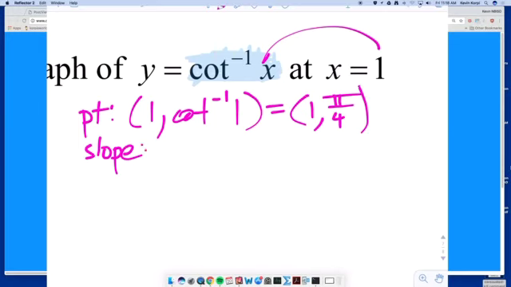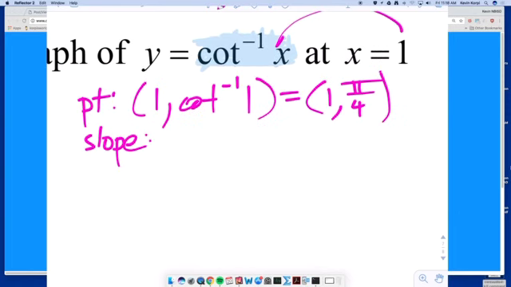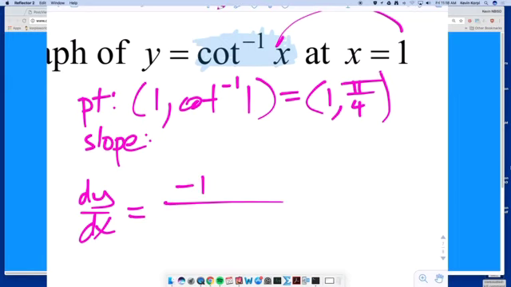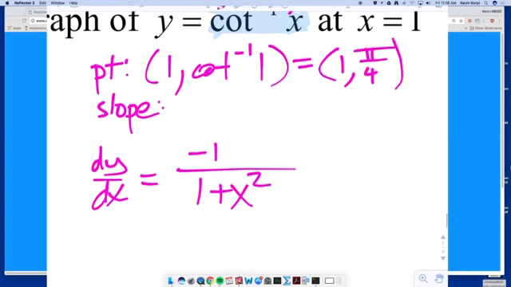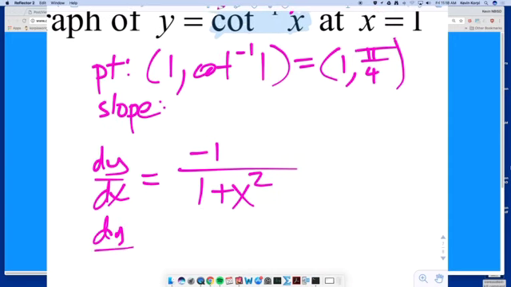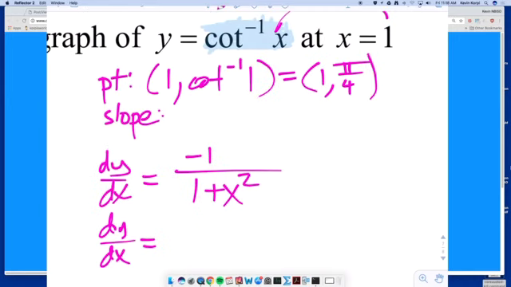Now the slope. Slope at that point, that's the derivative. So we have y, we need the derivative, that's dy/dx. So here's what I know. It's inverse cotangent, so I know it's a negative 1 over something because it's co. Now it's the opposite of tangent. Tangent was 1 plus x squared. So there's the derivative. And now I'll just plug in my 1, the same input.